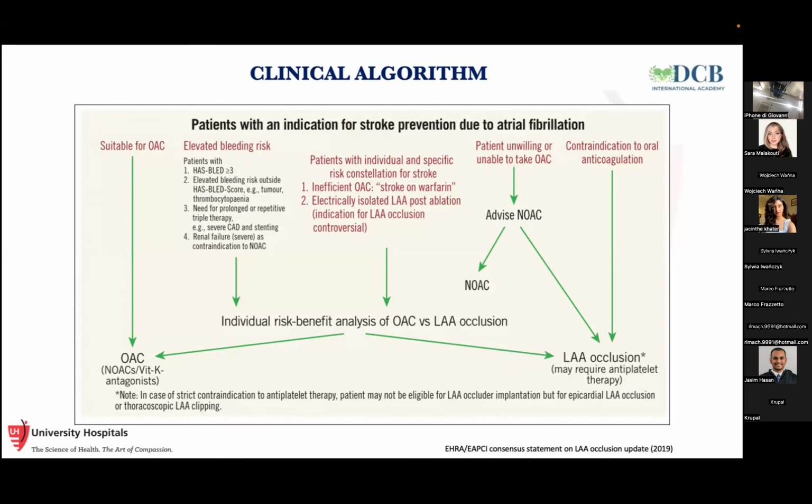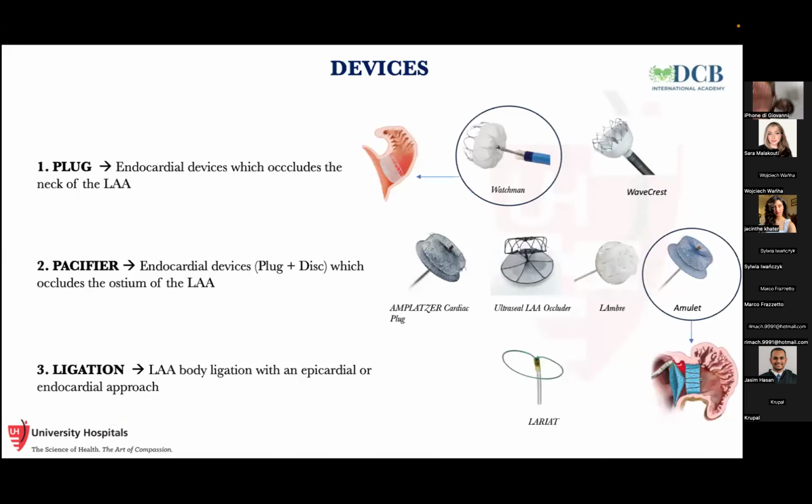At the end, there is a population with absolute contraindication to oral anticoagulation, and this is the typical patient on whom we perform this type of procedure. There are different types of devices available, but in general there are 2 big families: the plug family and the pacifier family. The plug family are endocardial devices which occlude the neck of the LAA, and the most important device in this family is the Watchman device. As you can see, the device is applied to the neck of the LAA and occludes the entrance of blood inside the left atrial appendage.